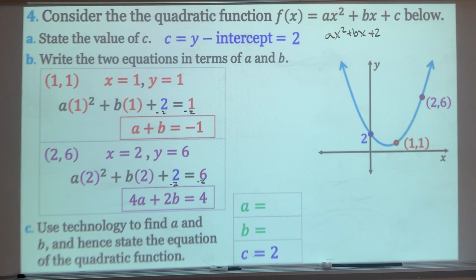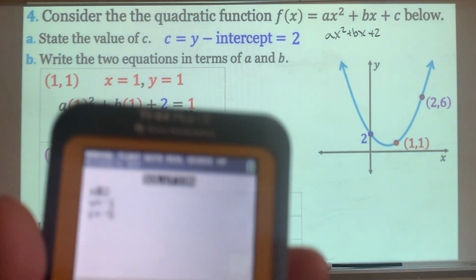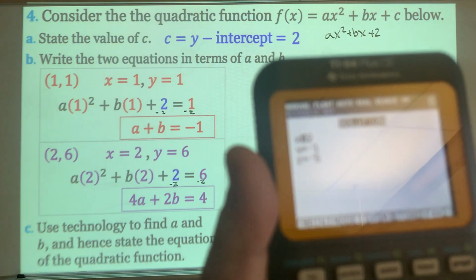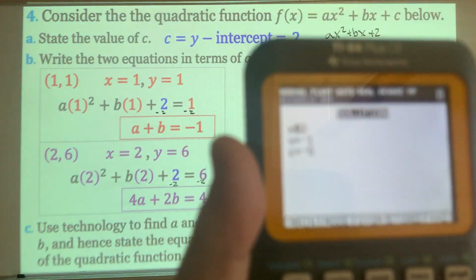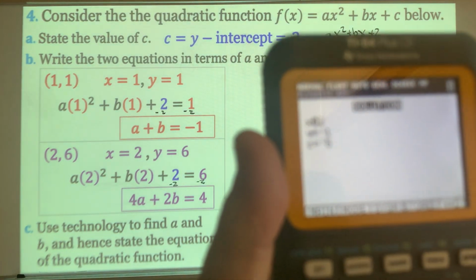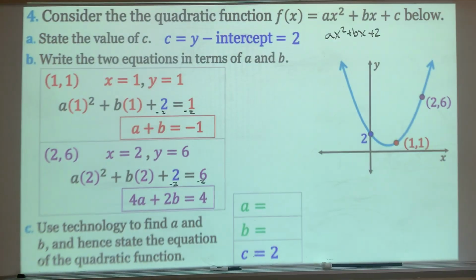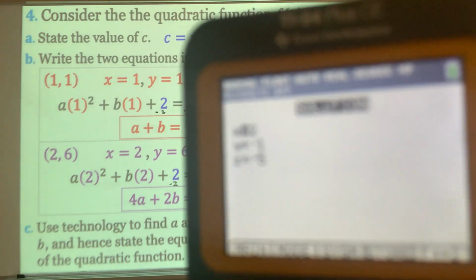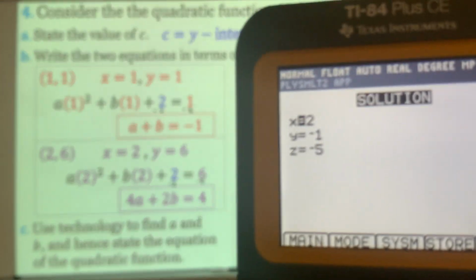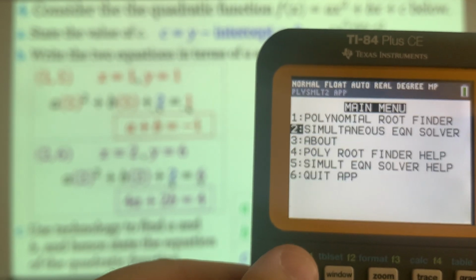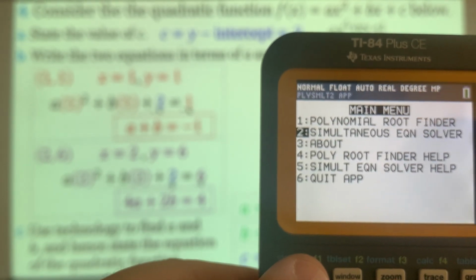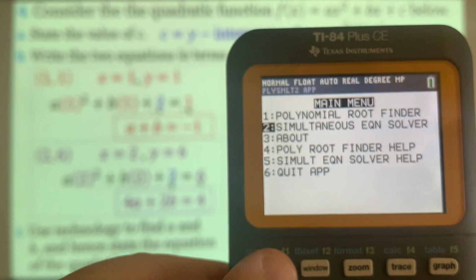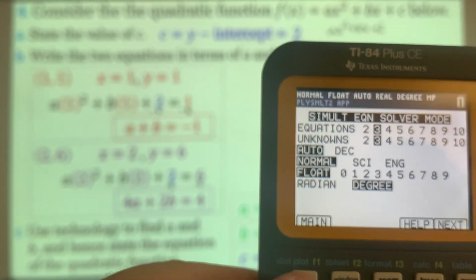Now, using technology, you should still have this graph up here like this, kind of, right? Try to get this without messing this up. Got to move over here. Oh, let's see. All right, so I got this still over here, right? So I'm going to go back to main. All right, I'm going to go to number 2 still. Hit enter.